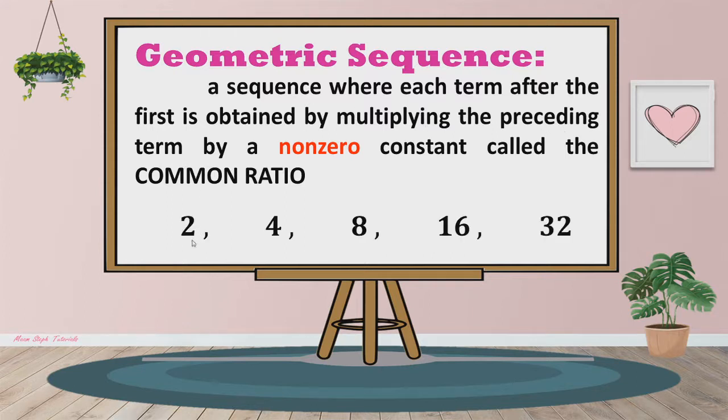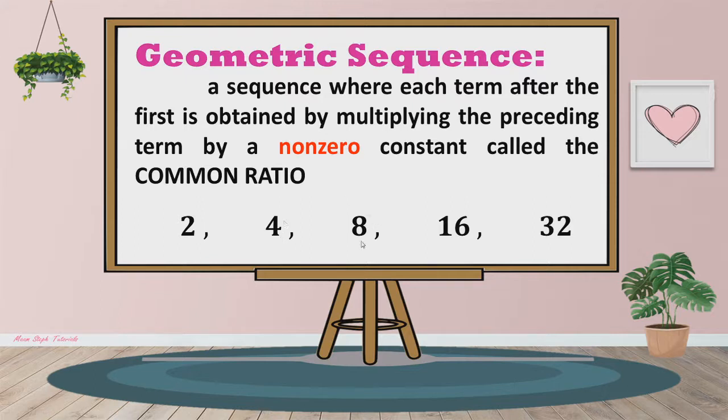So we have our first term, which is 2. Tapos, yung second term niya ay 4. Then 8, 16, and 32. So this sequence is said to form a geometric sequence. So let's check if this is a geometric sequence based sa definition. So, paano naging 4? Of course, we just multiplied 2 with positive 2. So we have 2 times positive 2, kaya nakuha natin ang 4.